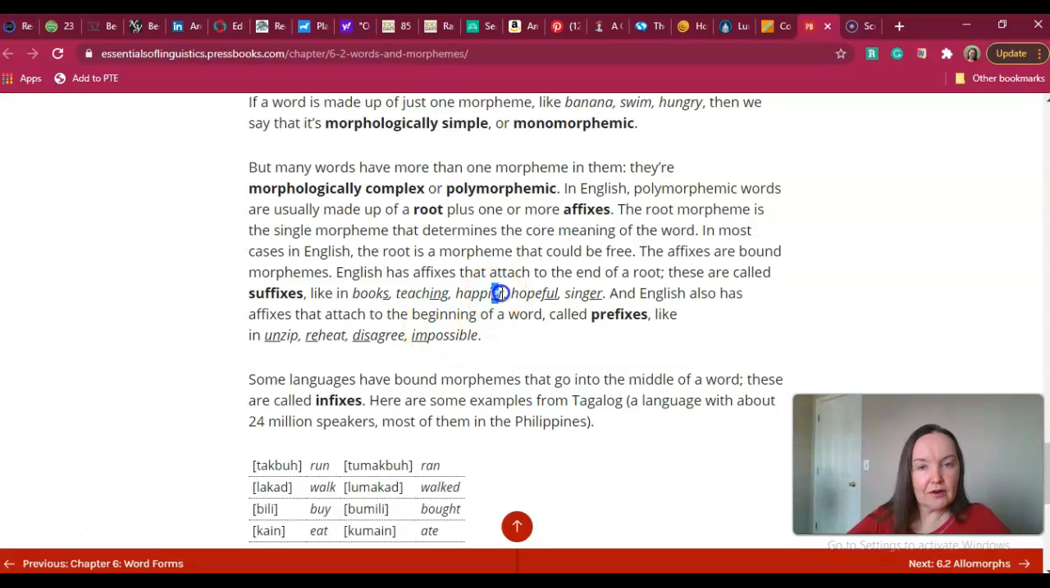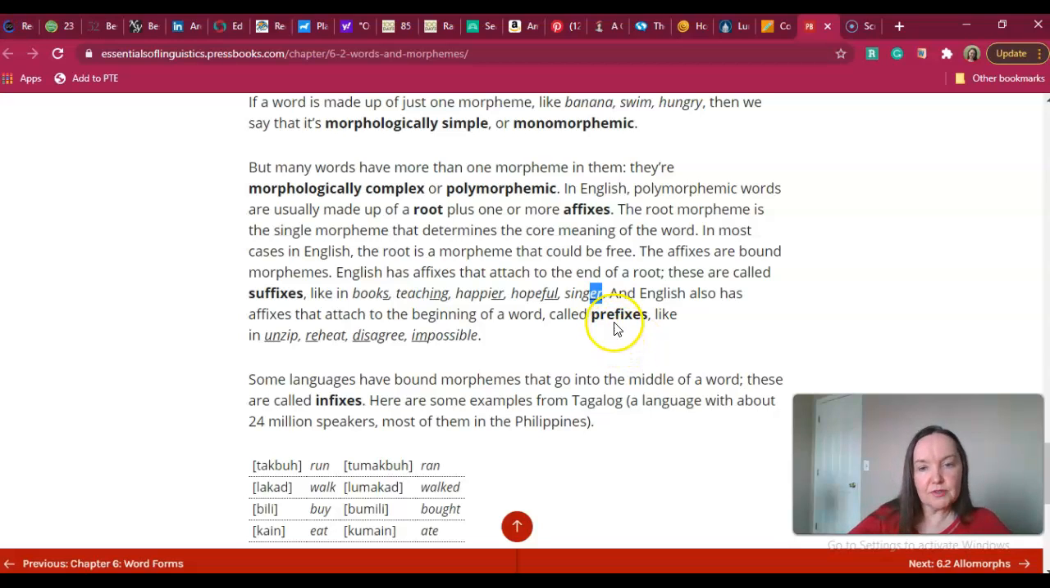Happier, this er ending is making it a comparative form, so the children are happier than the dogs are. Hopeful, the ful suffix here is turning the noun hope into the adjective hopeful. And er here is not a comparison, but it's changing the category of the word. Sing is a verb, but if you add er to it, now it's the person who does that activity.